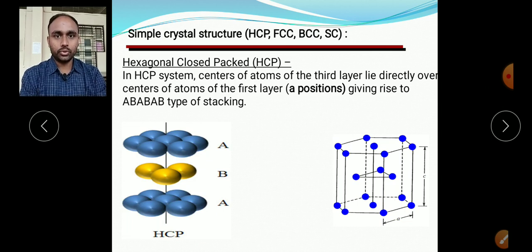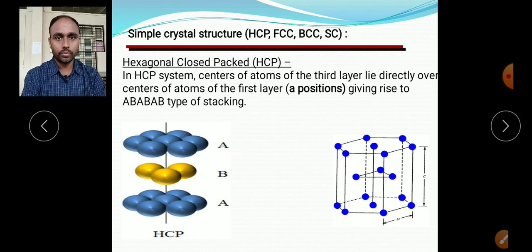Right, so in the last video we have seen about the packing fraction and effective number of atoms for body centered cubic crystal structure and face centered cubic crystal structure, or for that particular unit cell. Now in today's video we will see about the hexagonal close packed structure, and why it is called the close packed structure, and what its effective number of atoms and its packing fraction are. This is what we have to see in today's lecture.